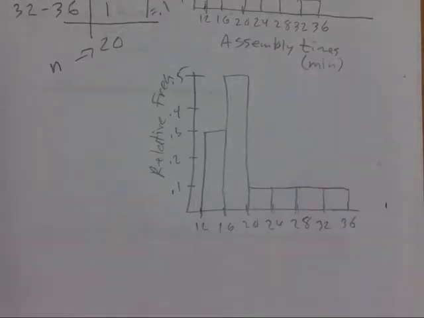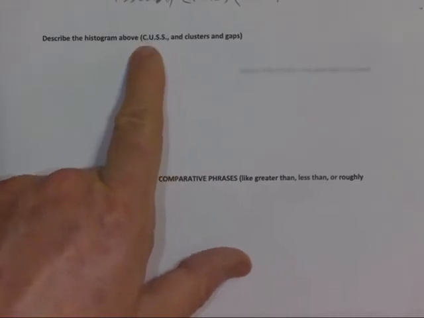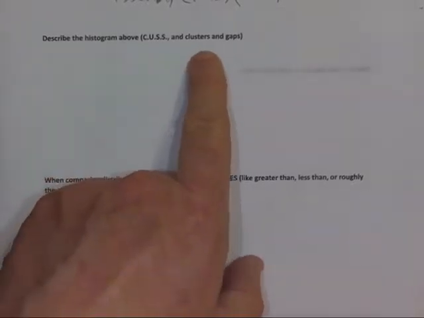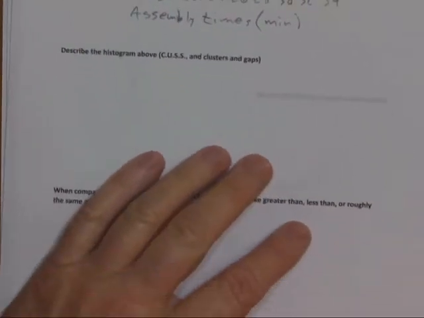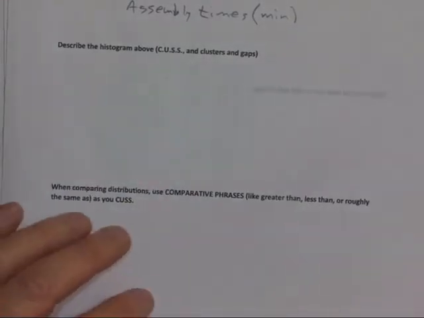Now, sort of the heart of the section is we have to be able to CUSS, to describe the above distribution by CUSS. In other words, stating what we believe its center is, does it have any unusual values, what is its shape, what is its spread, and does it have any clusters or gaps? Clusters is just a buildup of a large number of points, such as this would be a cluster of points there. And are there any really noticeable gaps? You would need to state those as well.